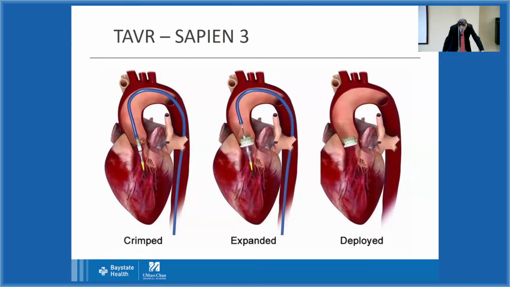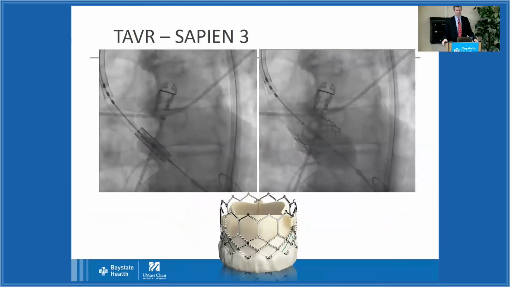Let me show you what that looks like in the cath lab. In the cath lab, here you see with the X-ray images, this is the valve crimped onto the balloon, and when the balloon is expanded, you can see the valve being deployed here. This is a super close-up of the valve. So you can see the valve itself is a stent frame, a metal mesh. It's an alloy of cobalt and chromium.